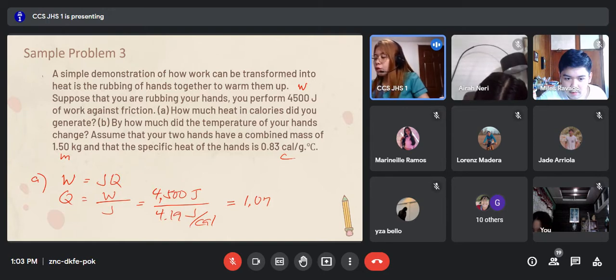Wait lang, I verify sana ako. 45, 4.19. Okay. I-round up siya. 74 na siya.